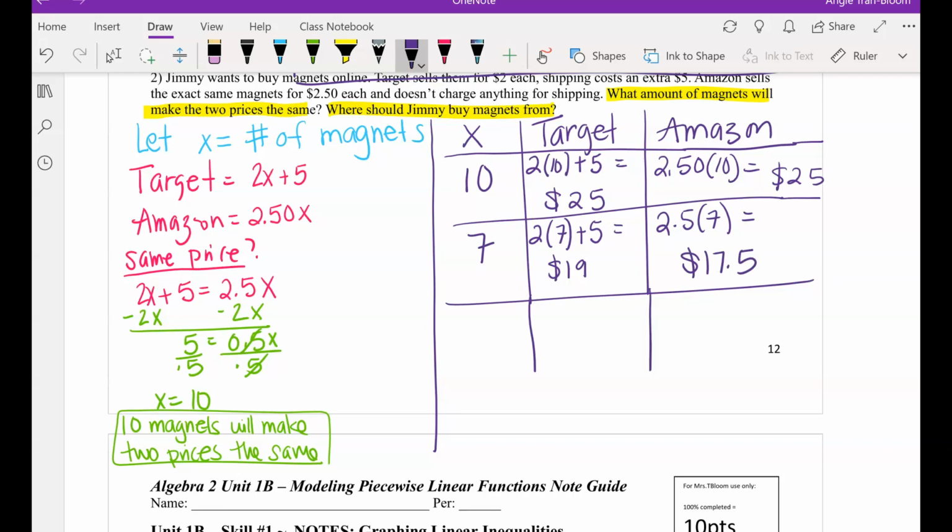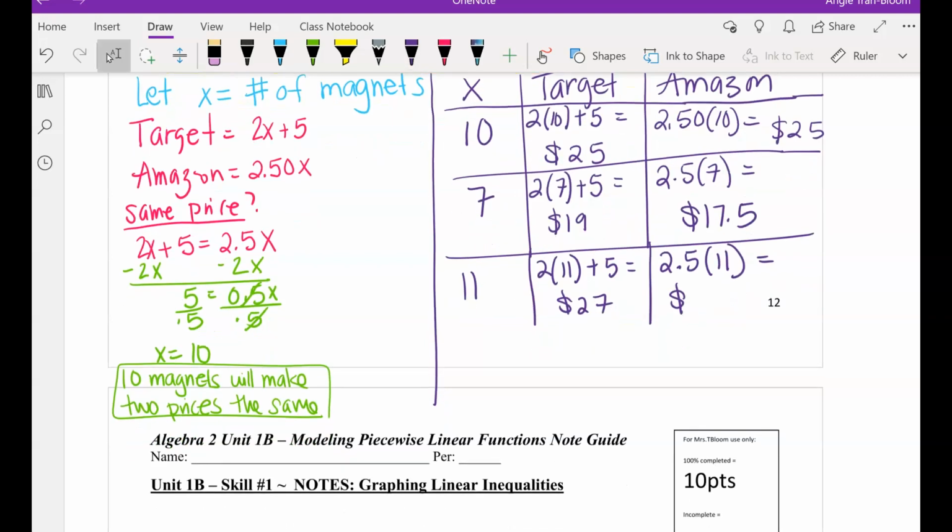What if you buy more than 10? Pick a number that's more than 10. 12, 50, doesn't matter. What number is easy to multiply? 11. Sure, 11. 2 times 11 plus 5 is 27, beautiful. 2.50 times 11 will give you what? 27.5, beautiful. All right, let's compare.